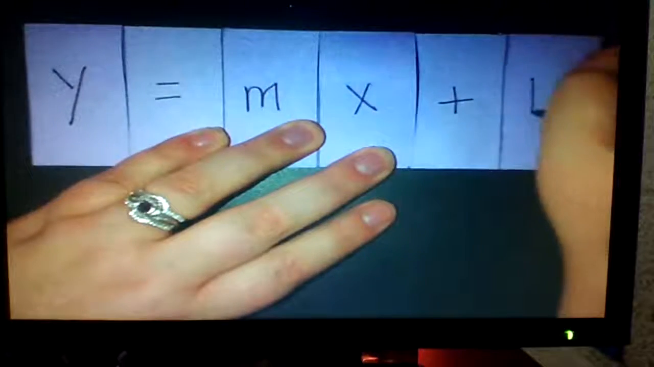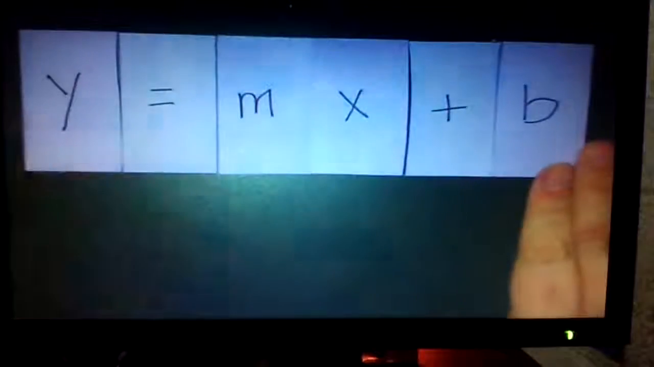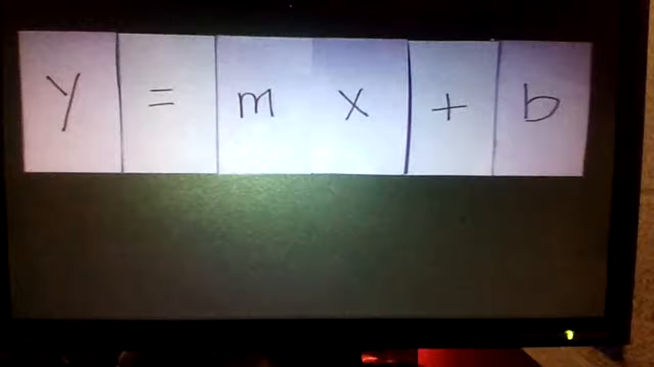What does an equation look like if it's a linear equation? Slope-intercept form. What should every equation technically start with? Y equals mx plus b. This is called slope-intercept form of an equation.